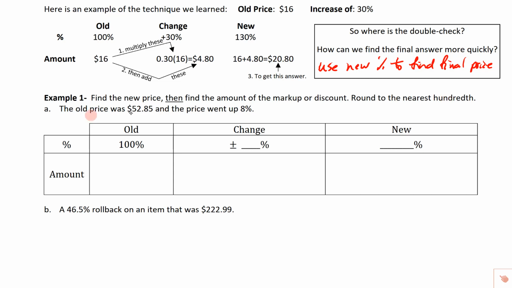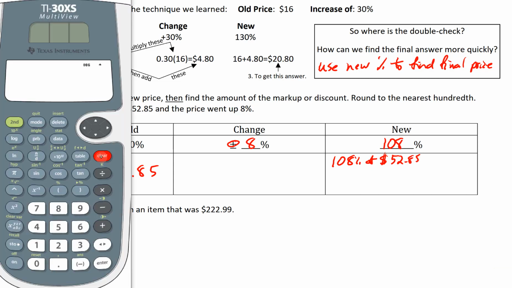So here's the deal. We've got an old price of $52.85, and the price went up 8%. So the old price, $52.85. The price went up, so we're going to add 8%. The new percent that we would pay would then be 108%. So what we want to find is what is 108% of that old price right here. So we want to find 108% of the old price. And I'm just going to put the old price of $52.85.